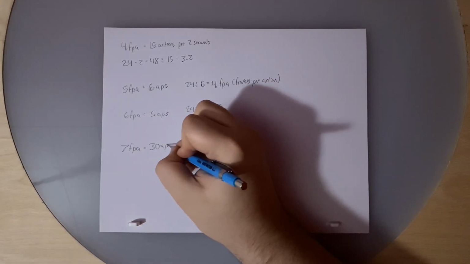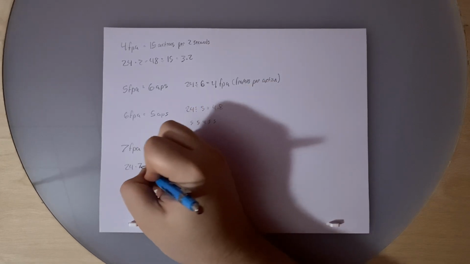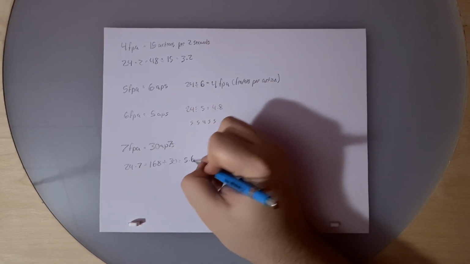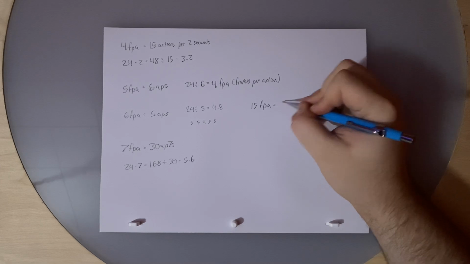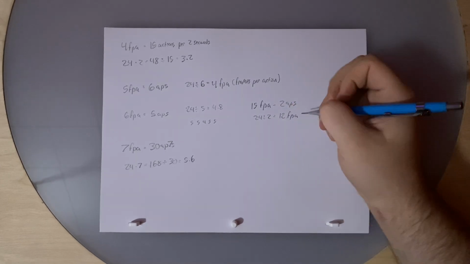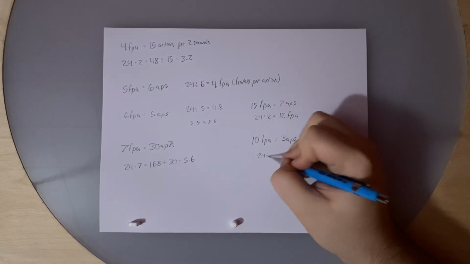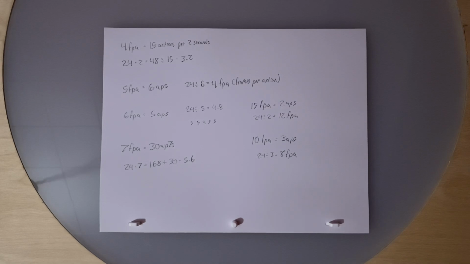In that case, we want to multiply 24 by 2 to get 48 frames. Then we divide that by 15 actions to get 3.2 frames per action. However, if the amount of actions culminate to 1 single second, then you can just skip to the division part. For 24 frames per second divided by 6 actions per second, you get 4 frames per action.